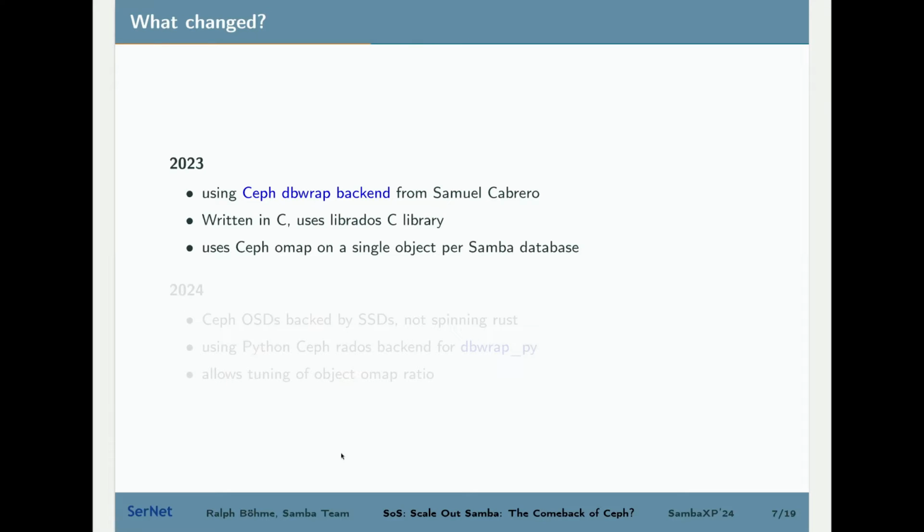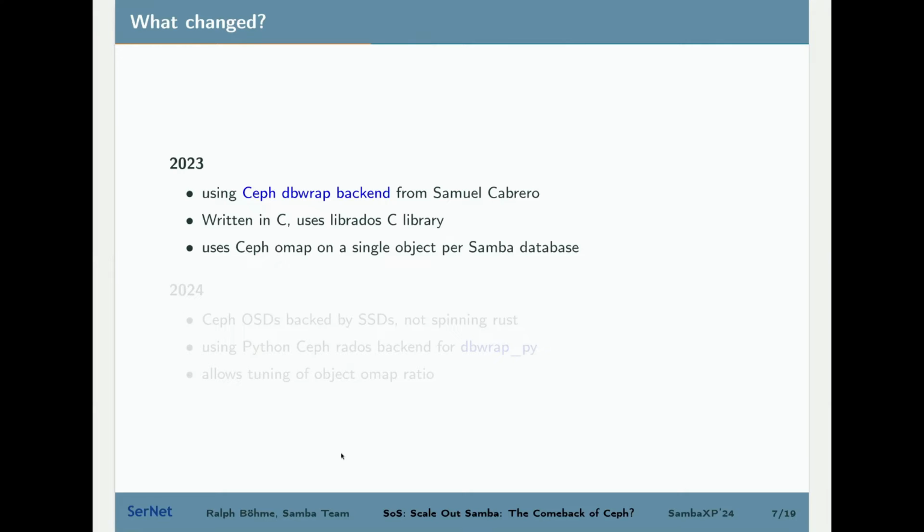Going back now to these tests using Ceph for the key value store for the database. What changed from 2023 to this year? In 2023, last year, I was basically using an existing backend from Samuel from Suzy.